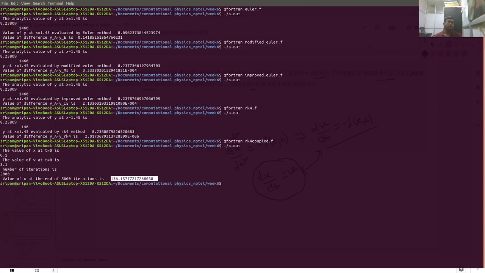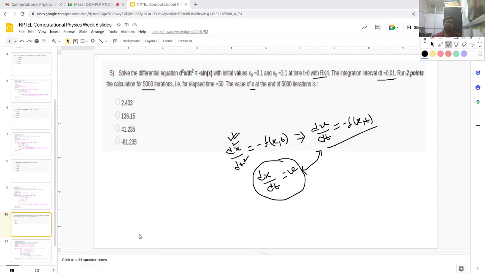So I am getting this value to be 136.15, right? So if we look for the options, here you see 136.15 is there. So this will be the correct answer for this question.